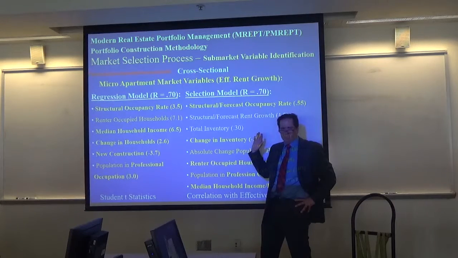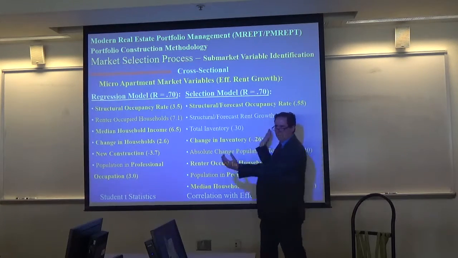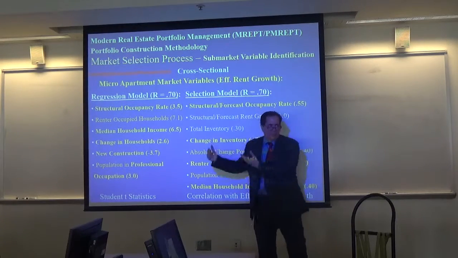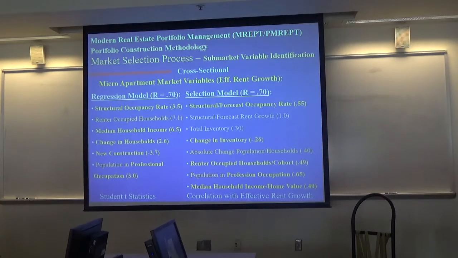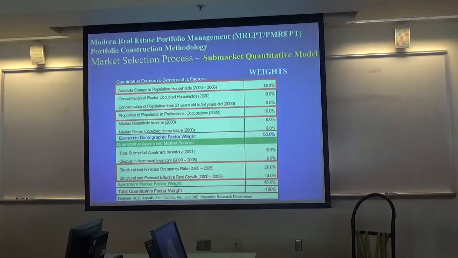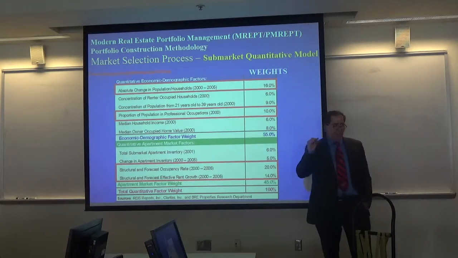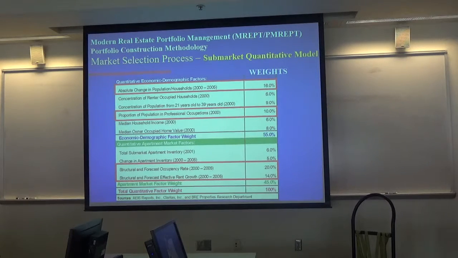One was using regression, the other was using correlation, and then I basically took the variables that came up the most in the two and put together my own model to predict rent growth. And then we basically took those variables, weighted them, scored each of the sub-markets, and then plotted them and ranked them. But before I did that, that was the quant model.